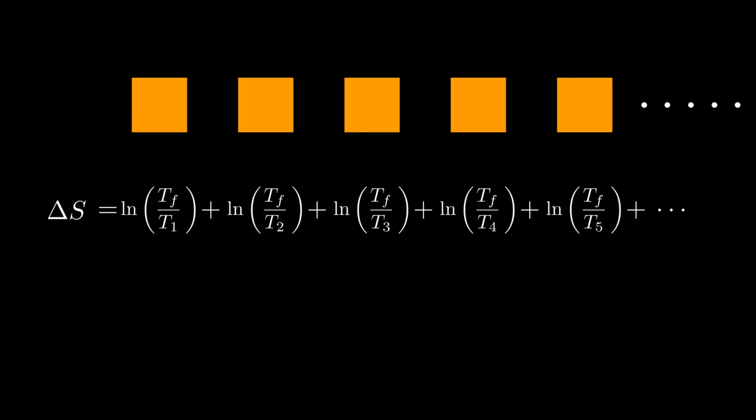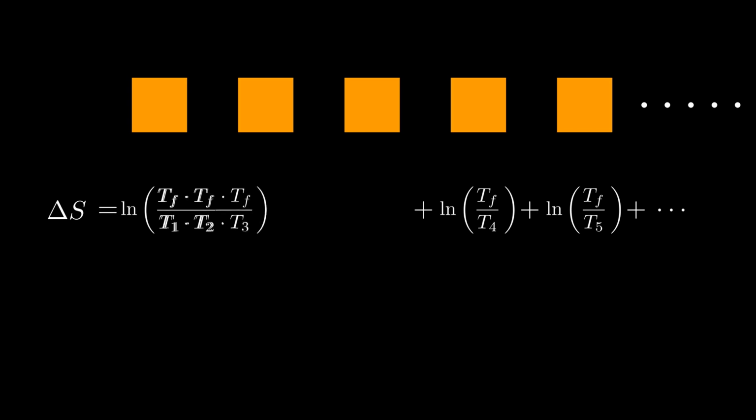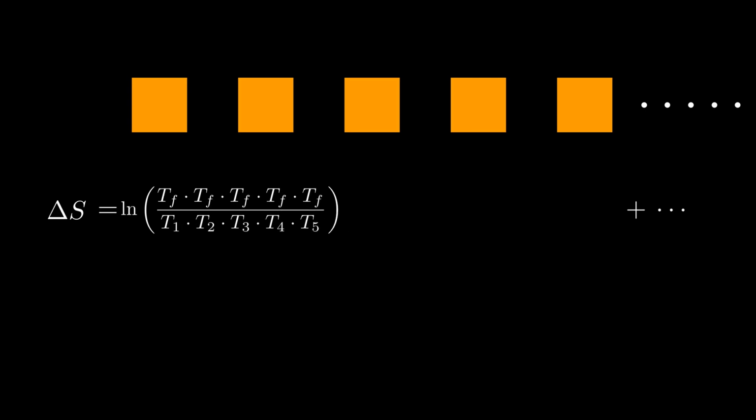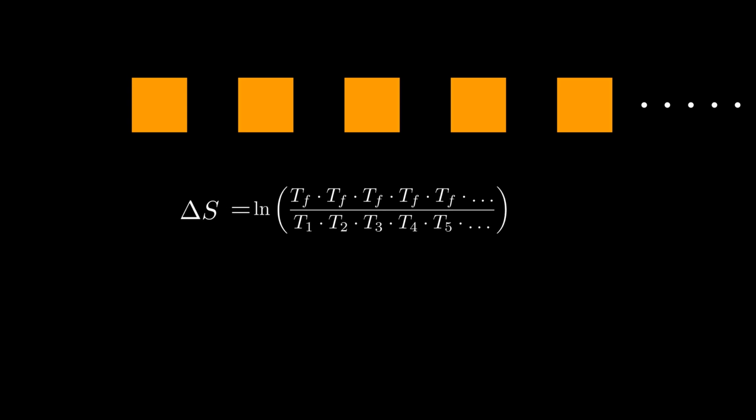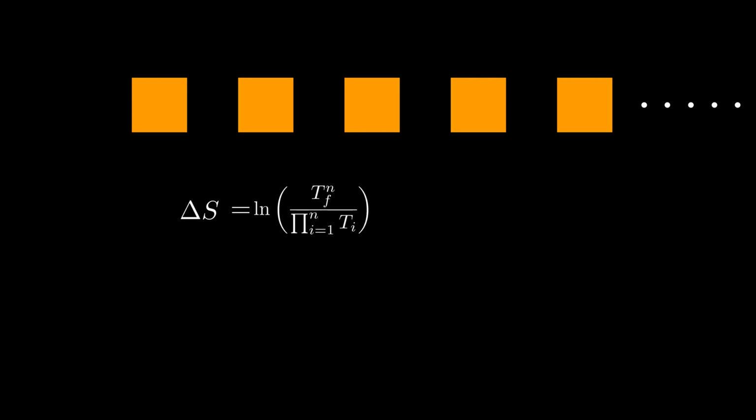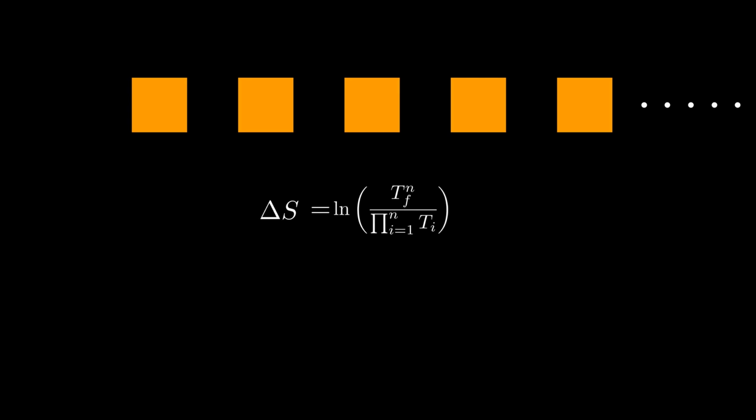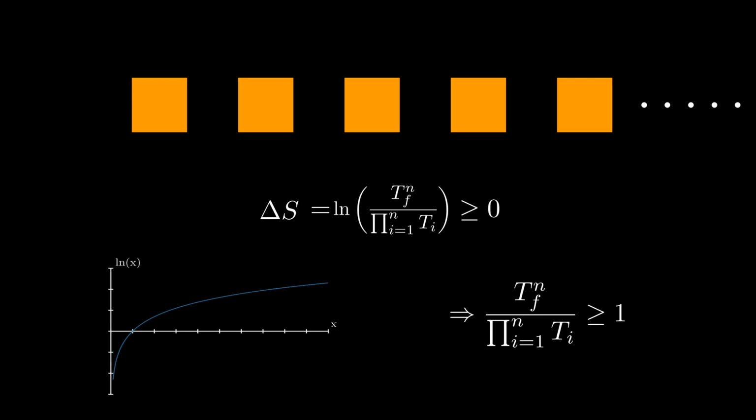Recall the log laws. The sum of logs is the log of the product of their arguments. So this expression actually equals the log of the product of all the final temperatures over the product of all the initial temperatures. Recognizing the numerator to be Tf to the power n then gives the following expression. Let's now invoke the second law of thermodynamics. The change in entropy must always be positive, so the ln must always be positive. But a logarithm is only positive if its argument is greater than 1. We therefore get the following inequality.